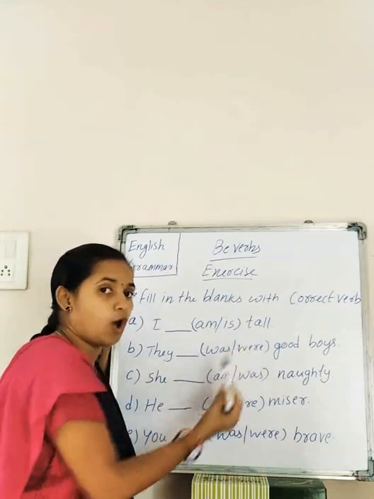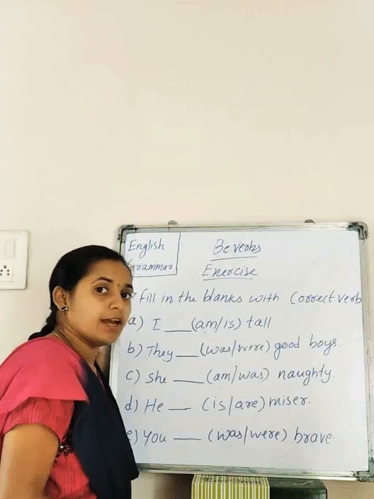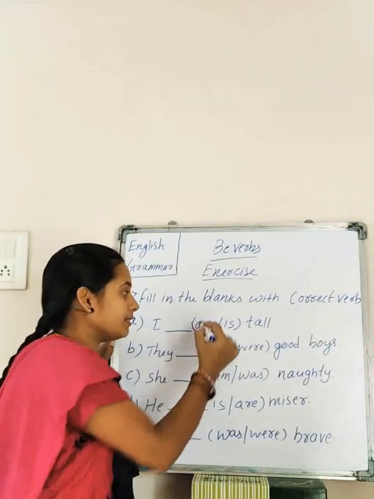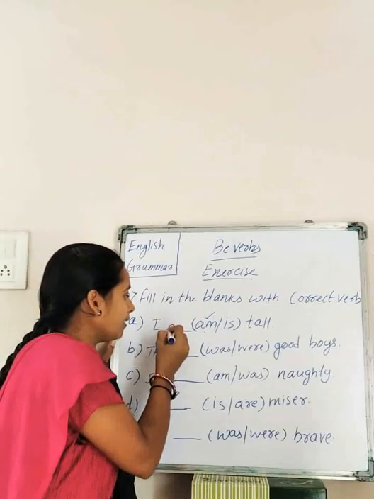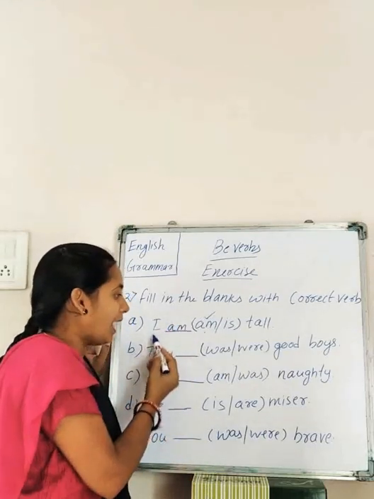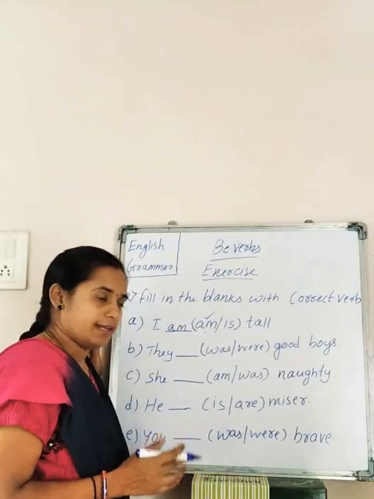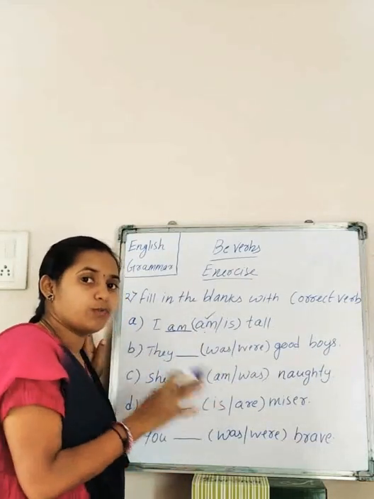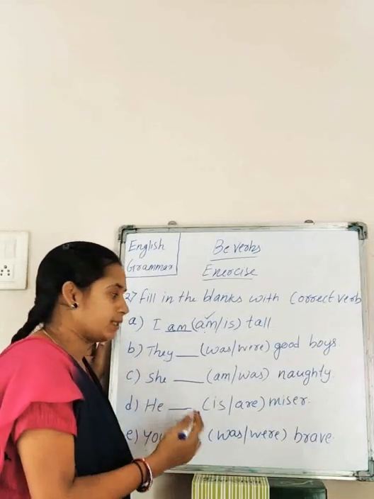Am or is tall. Can you tell me which one is used, am or is? Yes, with I always the verb am is used. So here we can say the correct answer is am. I am tall is the correct sentence. Yes or no? So is is not used with I. Always am is used with I. Yes or no? Moving to the next one.